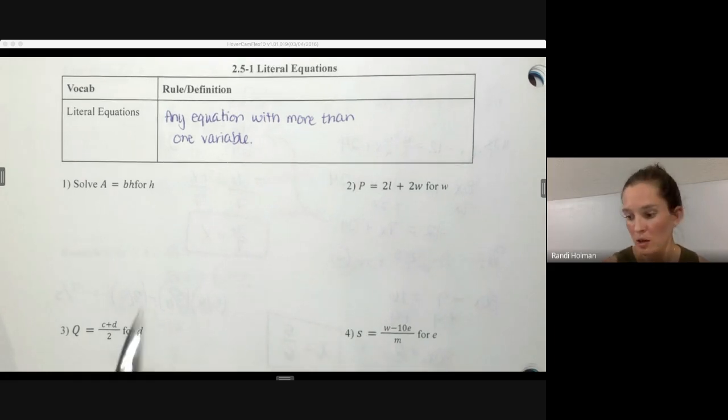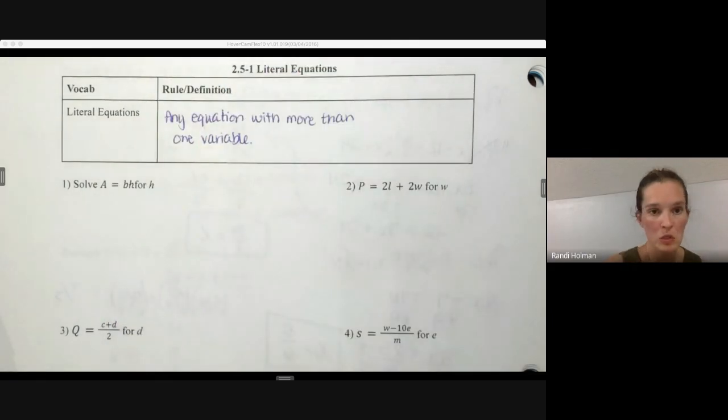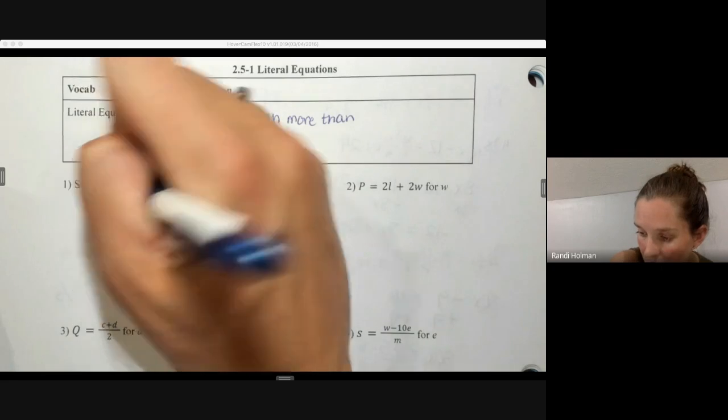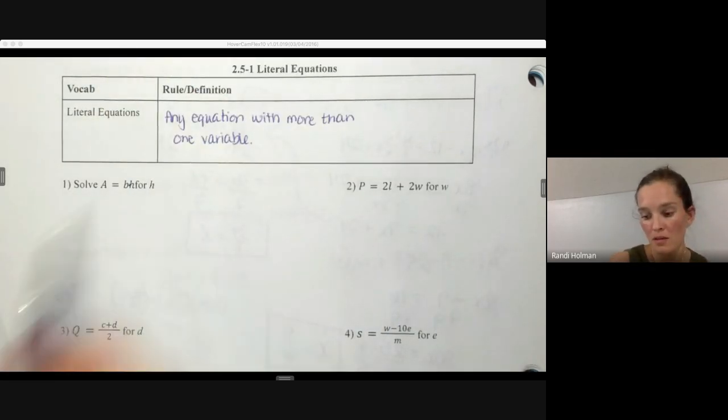So if we have this equation, A equals B times H, solving for H. Keep in mind, anytime we have multiple things written next to each other, it's multiplication. So you can sneak a little times sign in there if that helps you think that way. If we want to solve this for h, that means h is the variable that we're isolating. I want to get this h by itself. So I'm thinking, what am I doing to h?